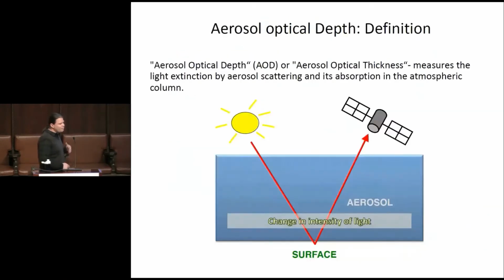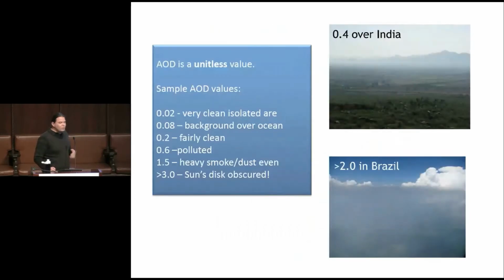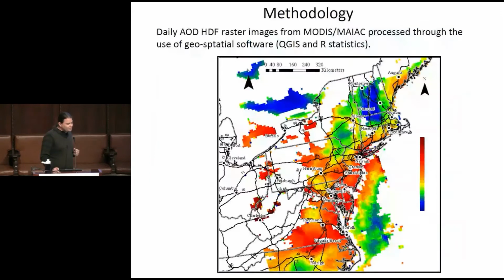It performs well over different surface types. AOD, just to refresh everyone's memory from yesterday, is aerosol optical depth, or aerosol optical thickness. It measures the light extinction by aerosol scattering and absorption in an atmospheric column. It's a unitless value ranging from 0 to 3 and above. This is an example of a polluted AOD day over India, where we get values of 0.4, and this is a very cloudy day over Brazil, which corresponds to high AOD values.